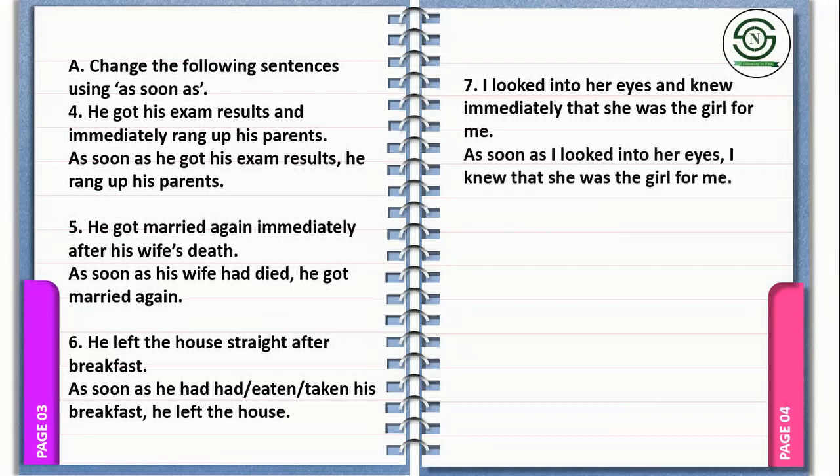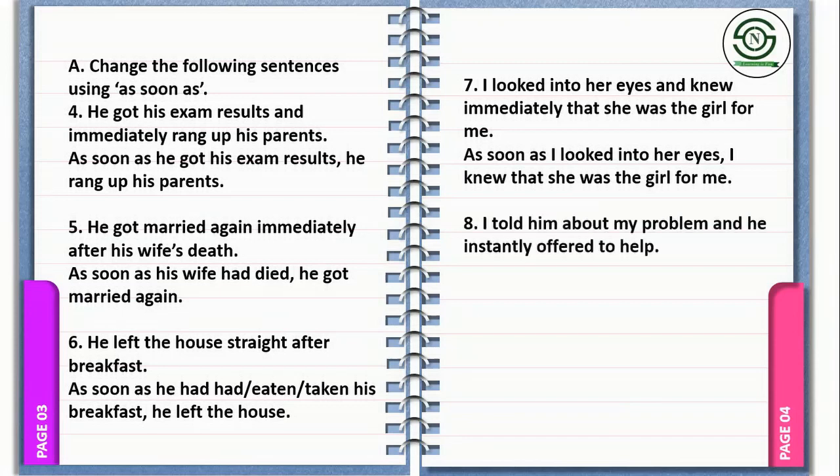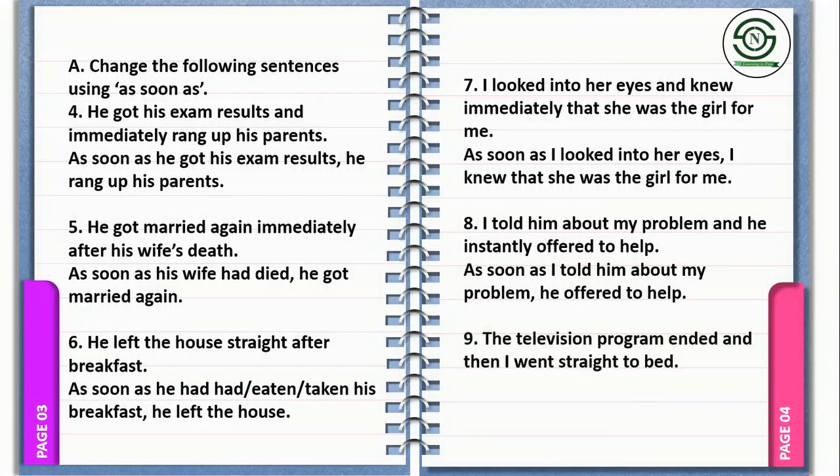Okay, so as soon as I looked into her eyes, I knew that she was the girl for me. I told him about my problem and instantly offered to help. Just remove instantly and other things remain the same. And this is the last questions.